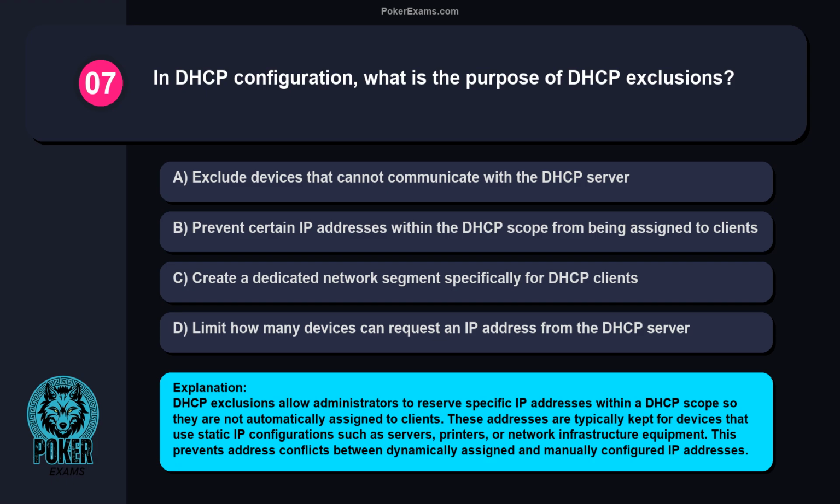DHCP exclusions allow administrators to reserve specific IP addresses within a DHCP scope, so they are not automatically assigned to clients. These addresses are typically kept for devices that use static IP configurations such as servers, printers, or network infrastructure equipment. This prevents address conflicts between dynamically assigned and manually configured IP addresses.